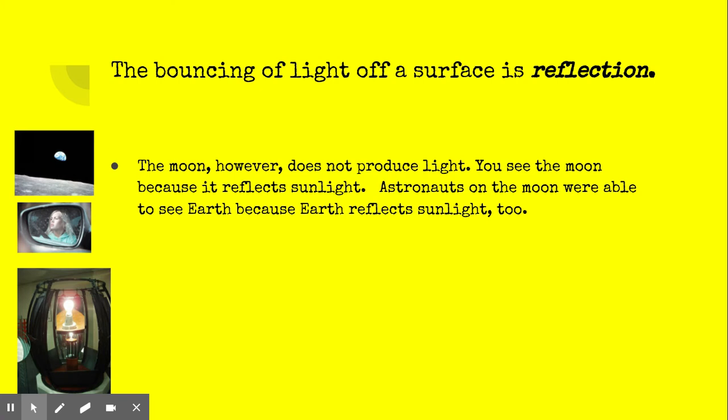Well, you must know that the sun produces light. The moon, however, does not produce light. You can see the moon because it reflects sunlight. Astronauts on the moon were able to see Earth because Earth reflects sunlight too.